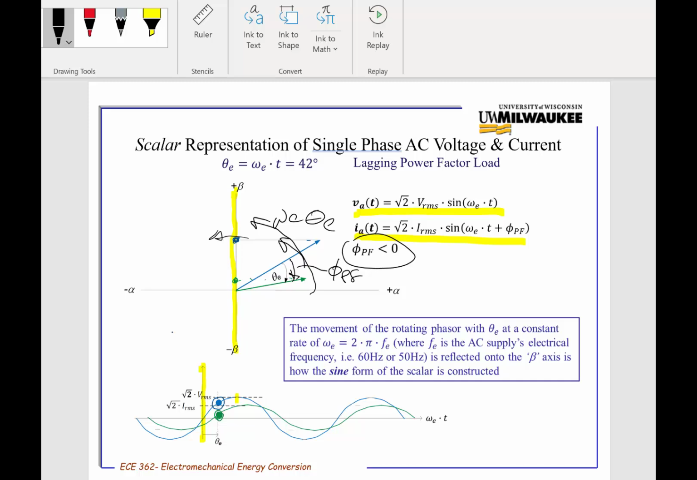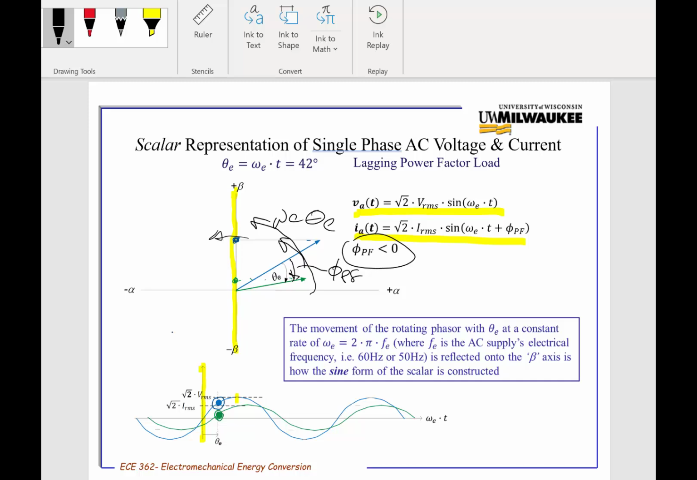Okay, and now, I'm sorry not to interrupt you, because this is lagging, this would be like a circuit that would have a heavy inductive load. Am I right about that? And then if it was leading, it would be a heavy capacitive load. Yep, that's correct, that's absolutely correct. All right. Cool. So we're going to actually show you all of that shortly.